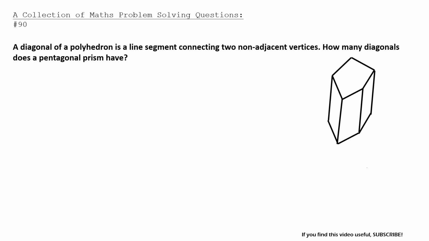A diagonal of a polyhedron is a line segment connecting two non-adjacent vertices. How many diagonals does a pentagonal prism have?